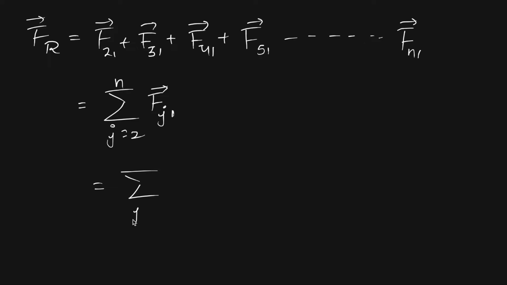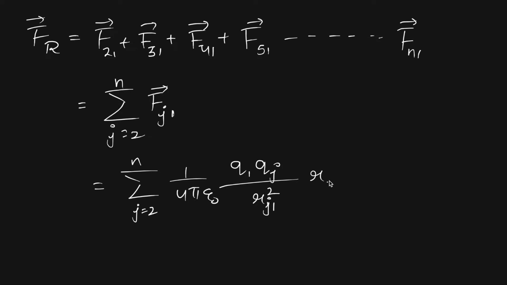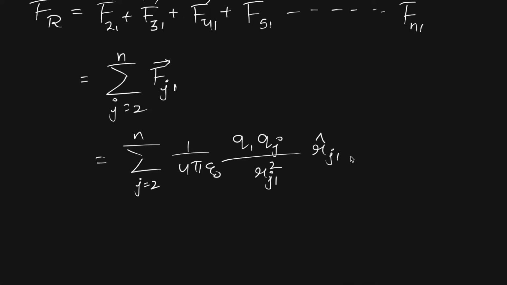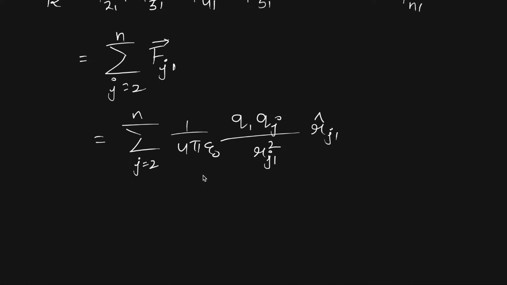I can also write this equation as the sum over j equal to 2 to n, by putting the values, 1 by 4 pi epsilon naught q1 qj, and in the denominator rj1 squared, and then the rj1 unit vector. This is nothing but the superposition principle.